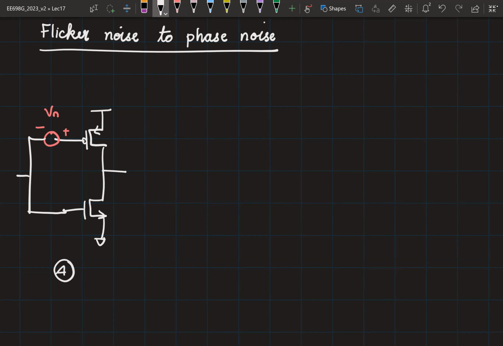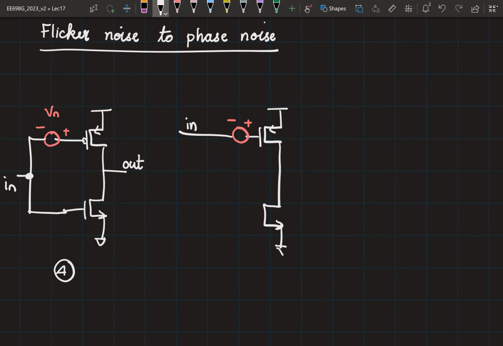Now I'm going to make a small change. I'm going to separate out this connection. So this is my input. This is my output. This is in. This is also in. So A and B are equivalent. Is there any difference? They are the same.